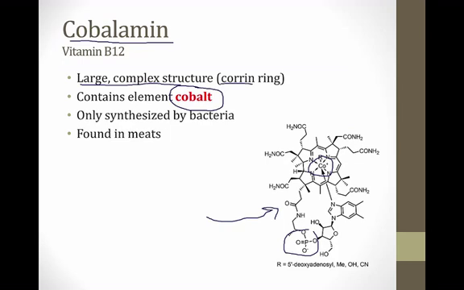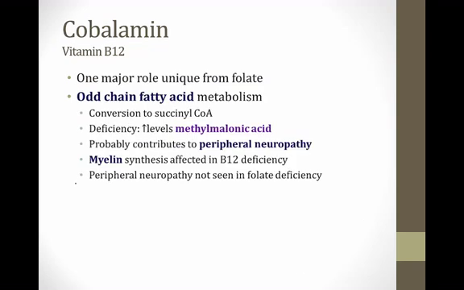Vitamin B12 can only be synthesized by bacteria, but luckily many of the foods we eat contain vitamin B12 synthesized by bacteria in nature, and one of the most important sources of vitamin B12 is meats. As we talked about at the beginning of this module, vitamin B12 is very important for the synthesis of thymidine, just like folate. But vitamin B12 has one other major role in cells that is unique from folate, and that is in the metabolism of odd-chain fatty acids. Folate has no role in the metabolism of odd-chain fatty acids, but you need vitamin B12 in order to metabolize these structures. Vitamin B12 is required for conversion of odd-chain fatty acids into succinyl-CoA, which can enter the TCA cycle.